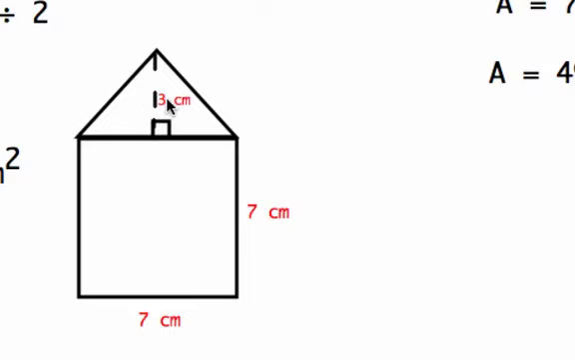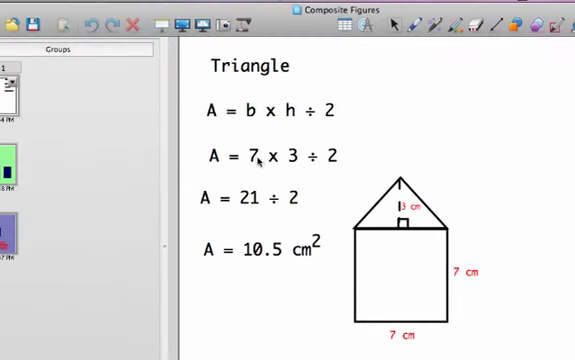That's important to understand. So for the triangle, I would use the formula base times height divided by 2. I would then substitute the values. So we have a base of 7, a height of 3. And we'd eventually narrow it down to get 10.5 centimeters squared.